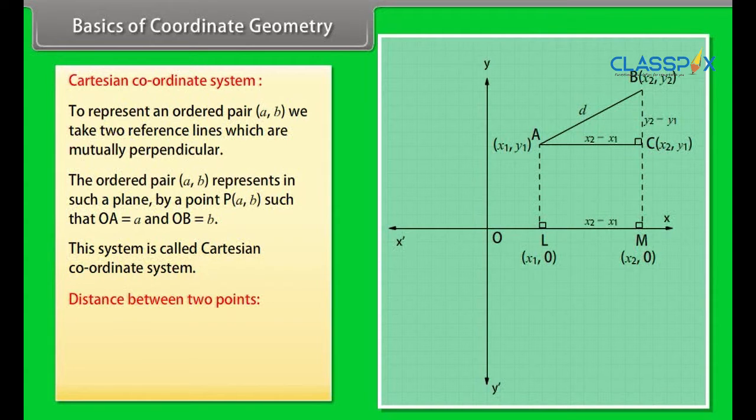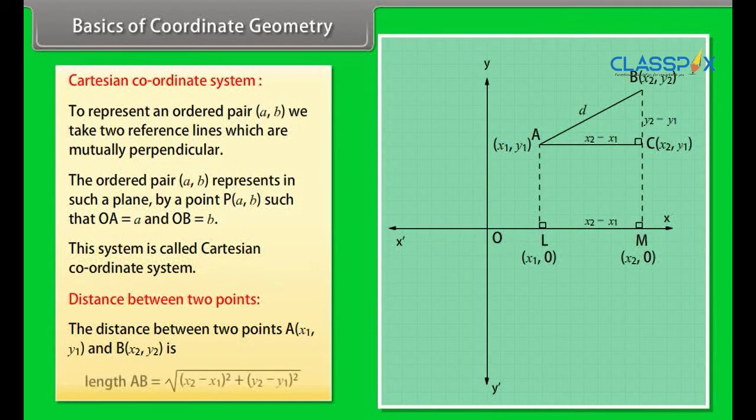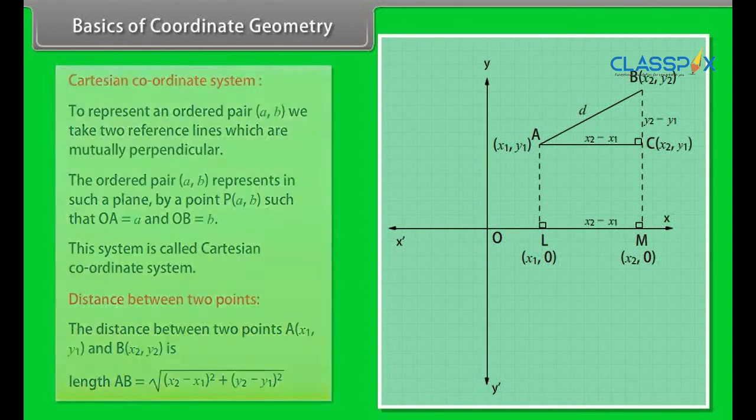Distance between 2 points. The distance between 2 points A(x1, y1) and B(x2, y2), length AB, is equal to square root of (x2 minus x1) squared plus (y2 minus y1) squared.